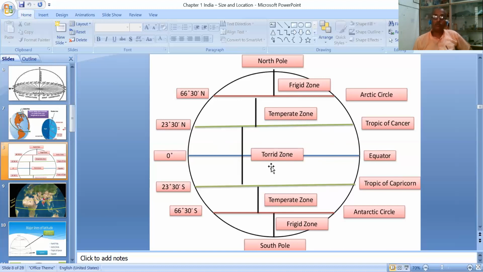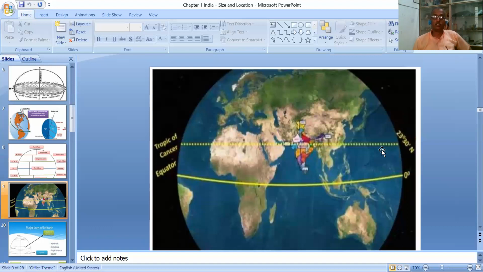Now, the most important latitudes: there are five. For us, what is the most important latitude which passes through India? Let us look into that. See, here one dotted line has been mentioned. This dotted line is 23.5 degrees north, and 0 degrees here is the equator. The Tropic of Cancer divides India into two halves.